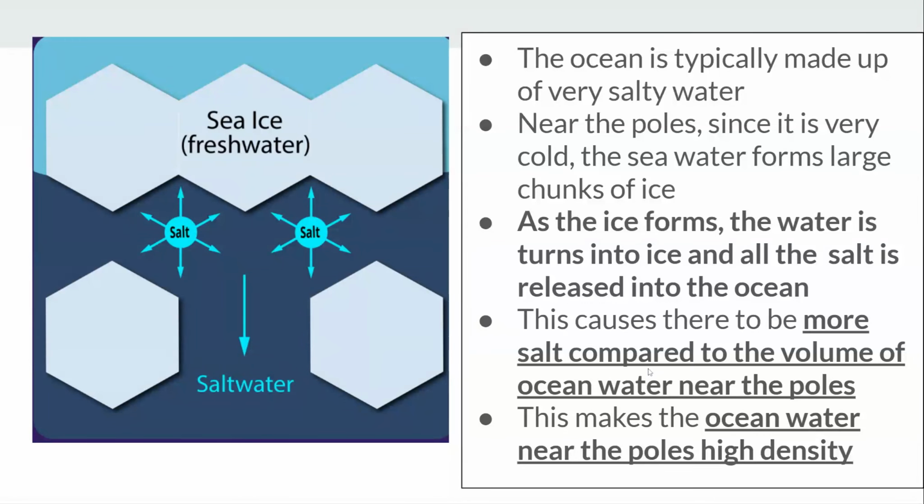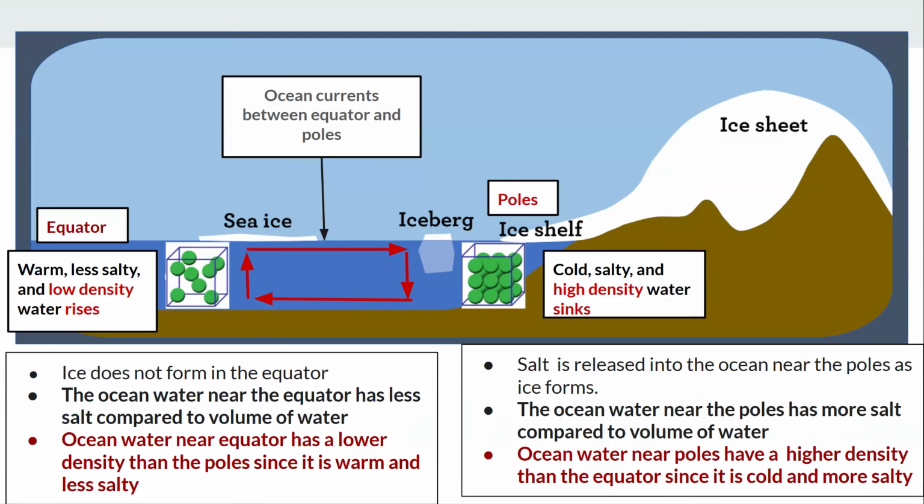So this causes there to be more salt compared to the volume of ocean water near the poles, and this makes the ocean water near the poles high density. Everything's really packed together with salt and water molecules. Normally, near the poles we have lots of ice, and this makes the water really cold and really salty, because the ice is taking away water, leaving behind a lot of salt, and this makes the water really high density. So in this area, the ocean currents tend to sink, because high density, highly packed substances sink.